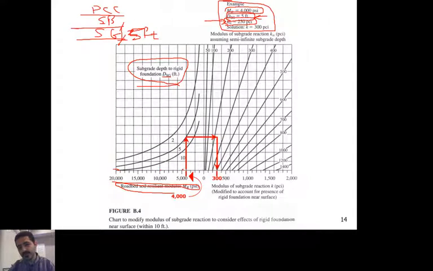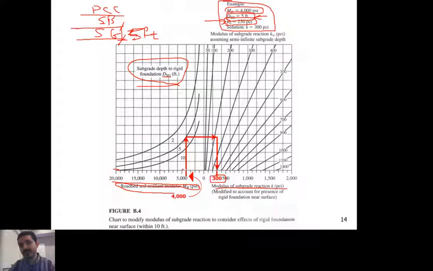Then you need to draw a horizontal line until you hit one of these lines. What do these lines represent? These lines represent the modulus of subgrade reaction, which, again, can come from step A if I do not have a subbase, or from step B if I do have a subbase. So you go down, and now it's 300.